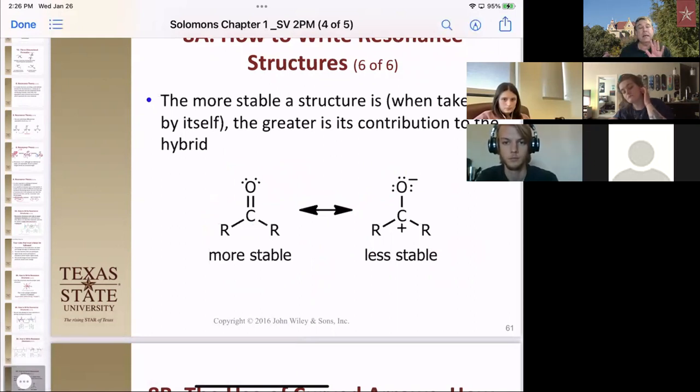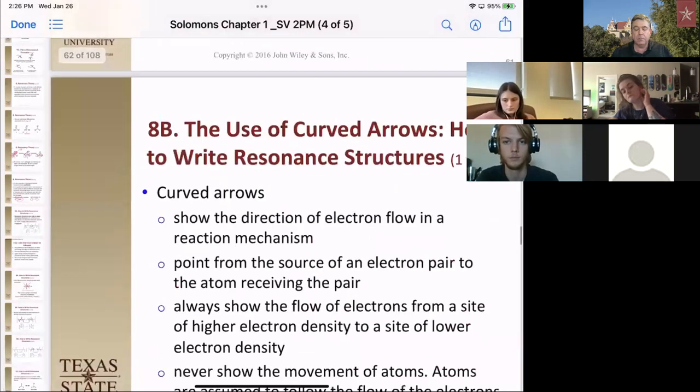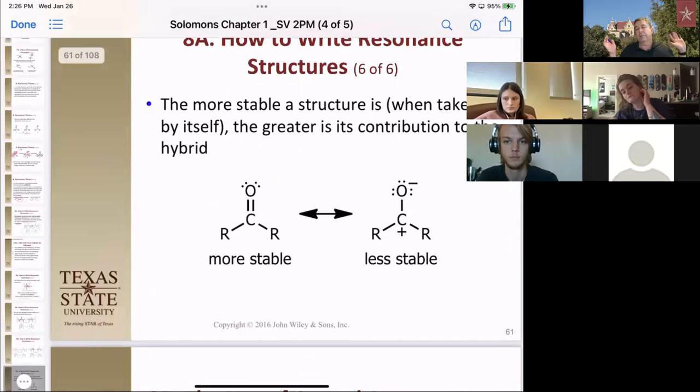And because they do exist on our head, we might see that they could be contributing to reactivity in the future. But I just want to show you that they are contributing resonance structures. They don't actually exist, but one is definitely more stable than the other. Okay, so how do we get from one to the other?